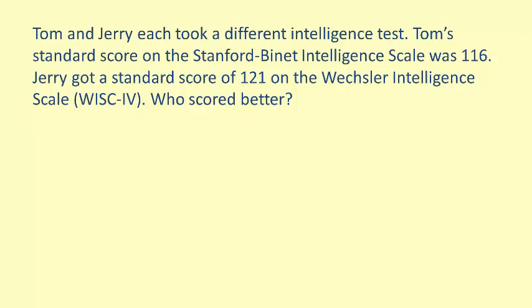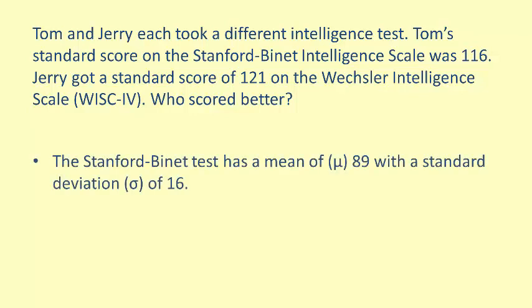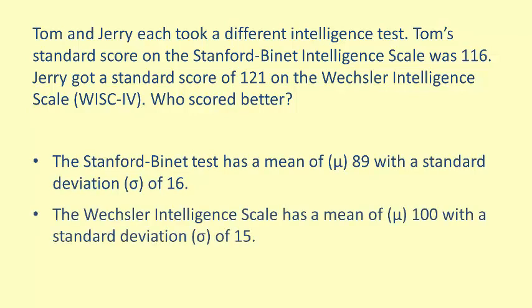Who scored better? The Stanford-Binet has a mean of 89 with a standard deviation of 16. The Wechsler Intelligence Scale has a mean of 100 with a standard deviation of 15. Since these scores are from different distributions, we must use z-scores for the comparison.